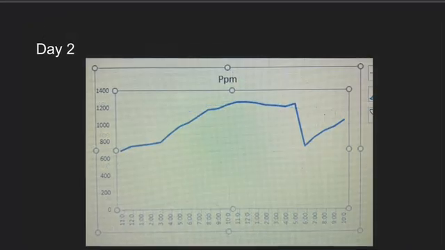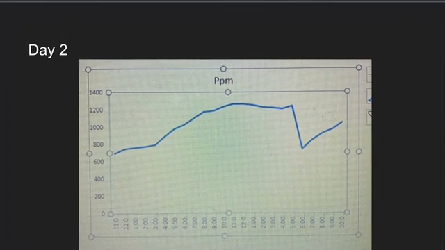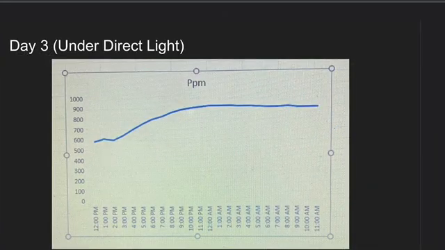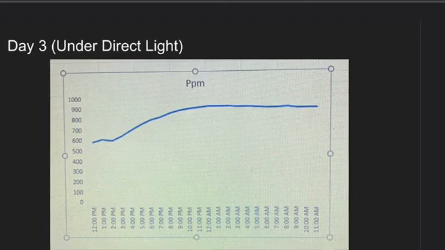They all do a little bit of a curve upwards. That's respiration because it's releasing carbon dioxide, and then it comes down with photosynthesis as it's absorbing the carbon dioxide around it.